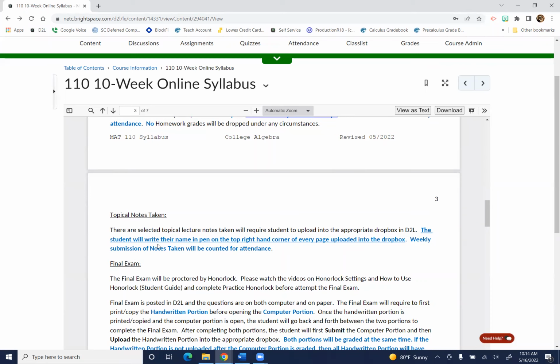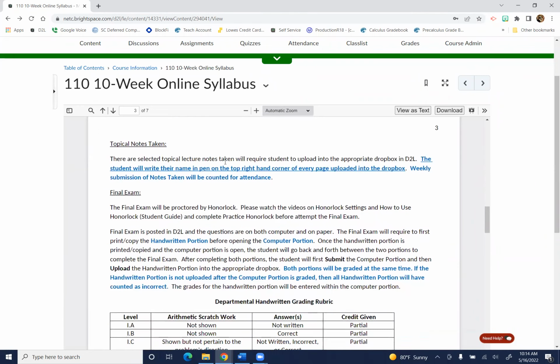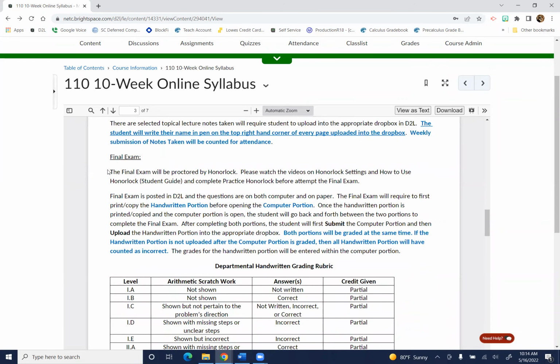So what I'd like you to do is, for every page that you take a picture of and upload, please write your name in pen on the top right hand corner of every page that you're going to upload into the Dropbox. Okay, so I know that the notes you took are actually your notes, not somebody else's. Weekly submission notes will be counted for attendance.